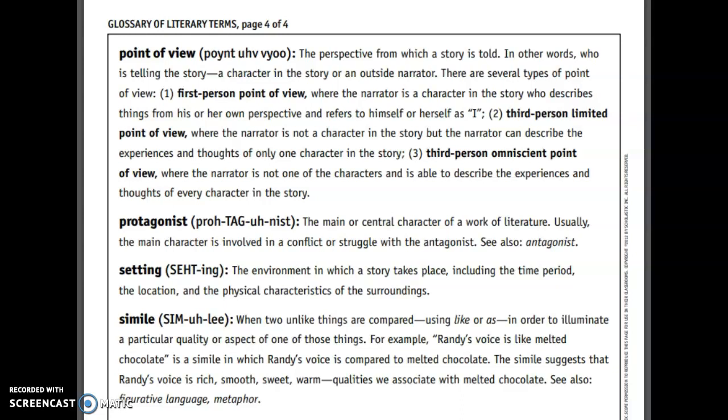Our next term is the term simile. It is also a kind of figurative language. A simile is when two unlike things are compared, using like or as, in order to illuminate a particular quality or aspect of one of those things. For example, Randy's voice is like melted chocolate is a simile in which Randy's voice is compared to melted chocolate. The simile suggests that Randy's voice is rich, smooth, sweet, warm, qualities we associate with melted chocolate.